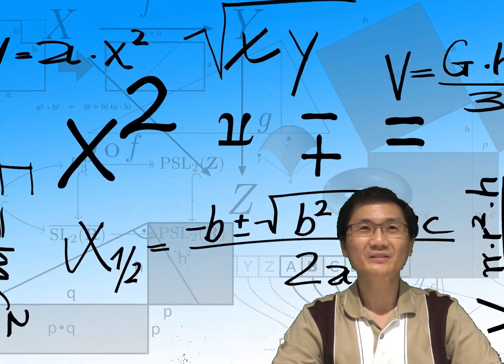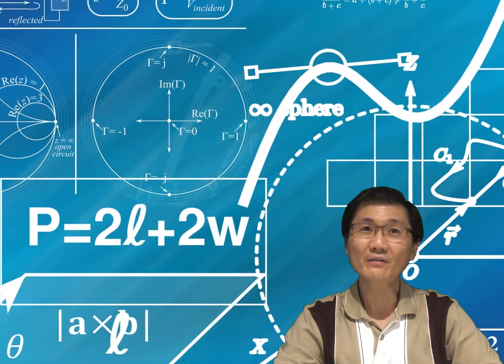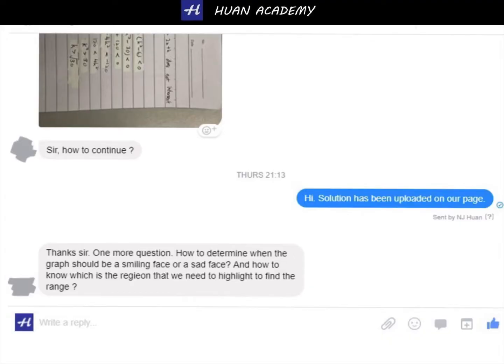How are you? Today we are going to solve another question of additional maths. In this video we are going to answer the second question that we promised to solve in the last video. The question is how to know which is the region that we need to highlight to find the range. And of course in this case the range is a range for the quadratic inequality that we need to solve.